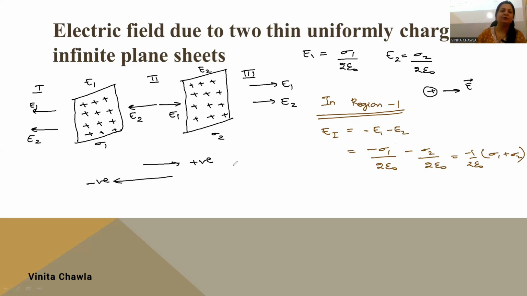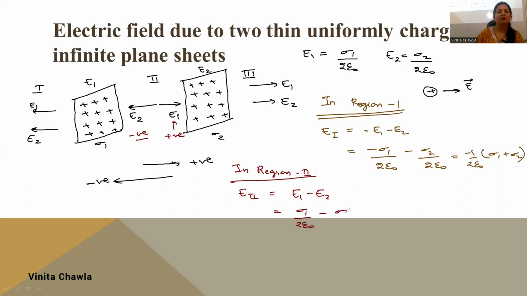Similarly, for region 2, what will we write? E1 is positive and E2 is negative here in the second region because it is pointing in the negative direction, while E1 points in the positive direction. So it is E1 minus E2. Now put the values. It's very easy, na? It's sigma 1 upon 2 epsilon naught minus sigma 2 upon 2 epsilon naught. Again, we can take 1 upon 2 epsilon naught outside, and in the bracket we'll have sigma 1 minus sigma 2. This is the electric field intensity in region 2.